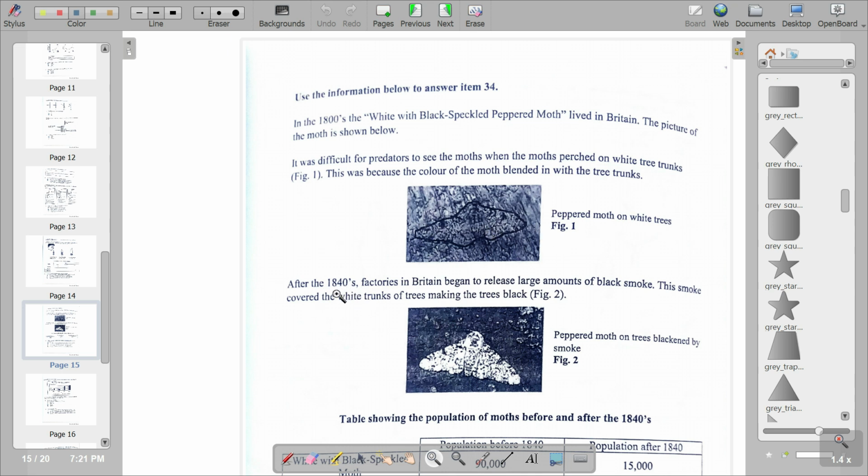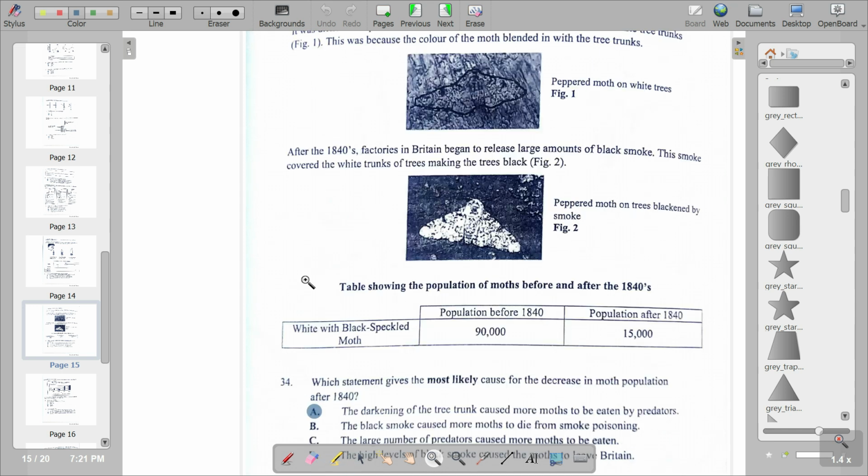After the 1840s, factories in Britain began to release large amounts of black smoke. This smoke covered the white trunks of trees, making the trees black. Figure 2: peppered moth on trees blackened by smoke. Table showing the population of moth before and after the 1840s. The white with black speckled moth: population before 1840, 90,000. Population after 1840, 15. That's a drastic reduction.